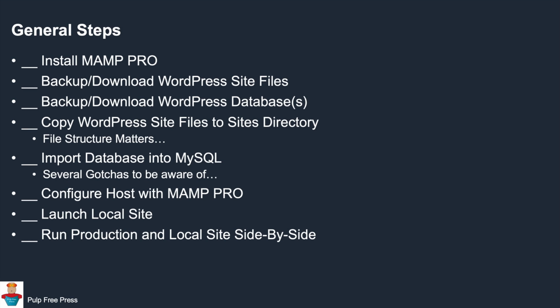Next, you're going to configure the host with MAMP Pro and then launch the local site. Tweak any issues that you may have. Usually these involve SSL certificates, and MAMP Pro makes it super easy to work with SSL. And then finally, I'll show you how to run your production site and your local site side by side, right? There's a little trick that you have to do in order to make sure that you can access your production URL versus your local site, especially if we want to do it by a host name.